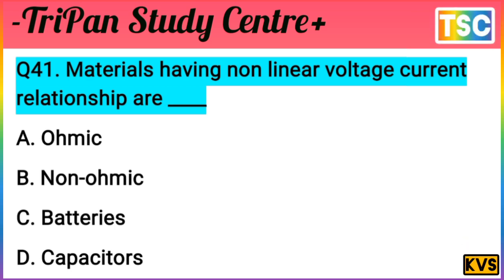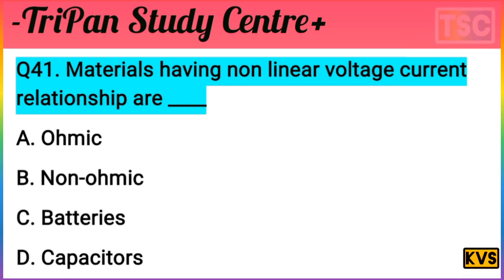Materials having a non-linear voltage-current relationship are: A. ohmic, B. non-ohmic, C. batteries, D. capacitors. The options are the most important here. First of all, give an answer for this question and write the correct answer in your notebook. You must write the answer in your notebook. Let's see what the answer is.